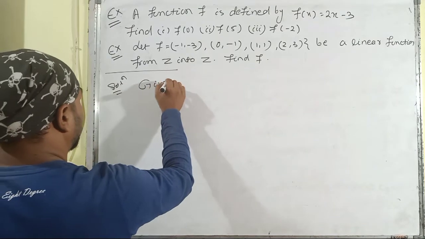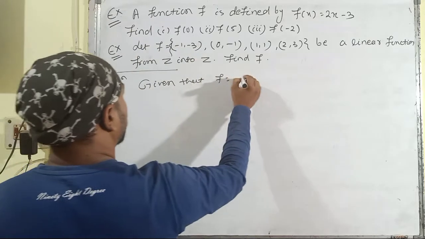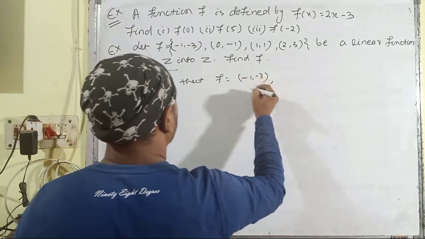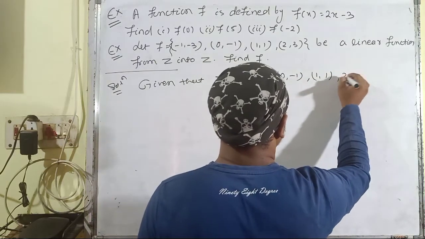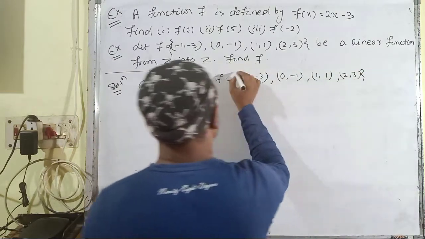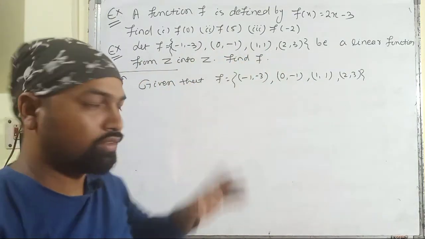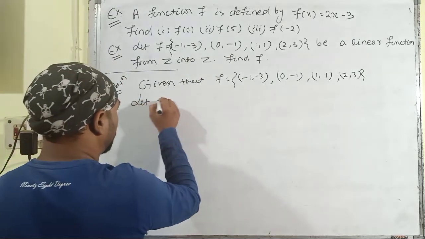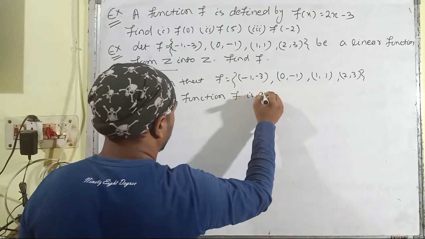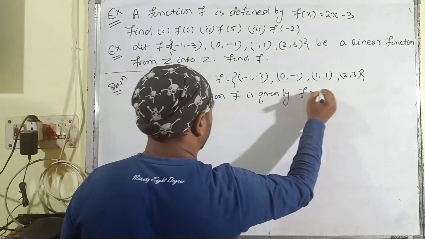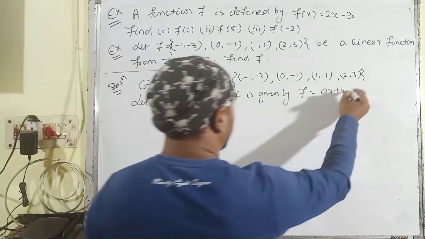Given that f is equal to the set of ordered pairs (minus 1, minus 3), (0, minus 1), (1, 1) and (2, 3). And here it is also given that f is a linear function. Let the function f be given by f of x is equal to ax plus b, which is the general form of the linear polynomial.